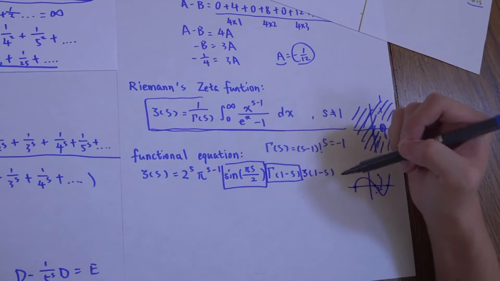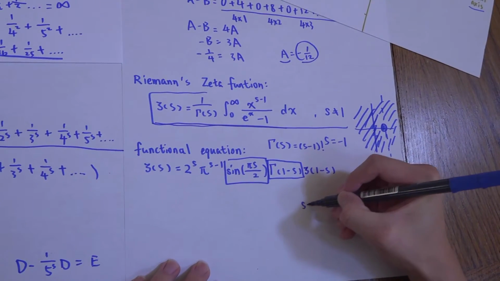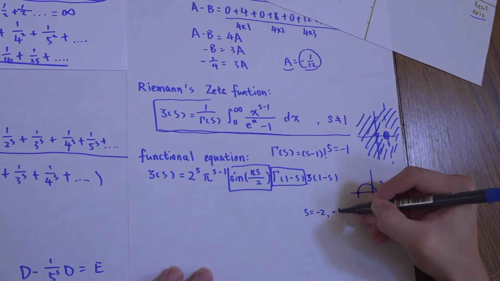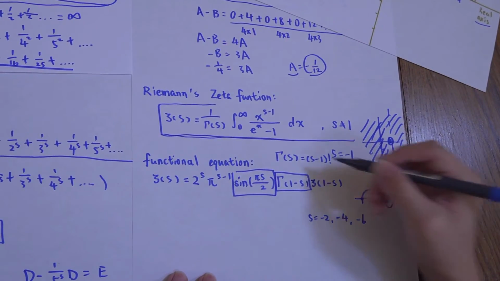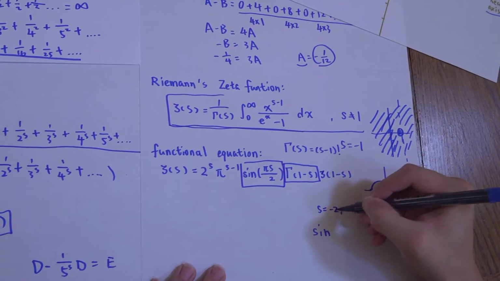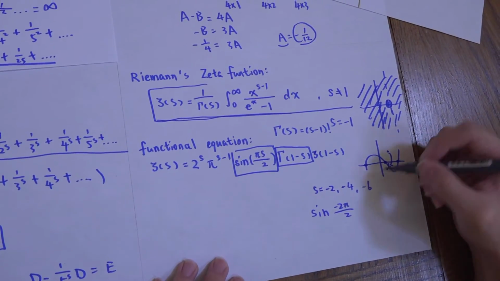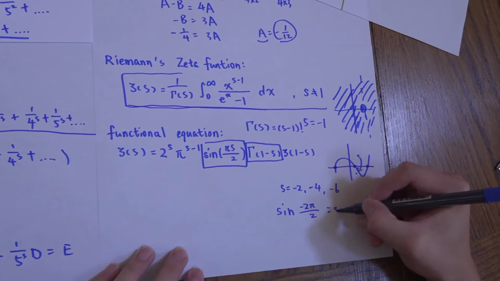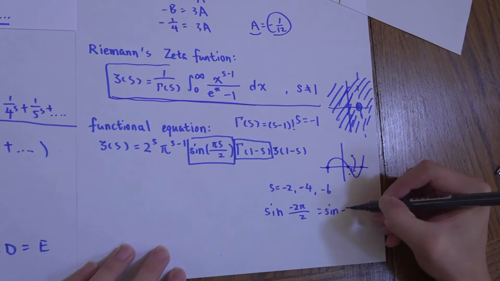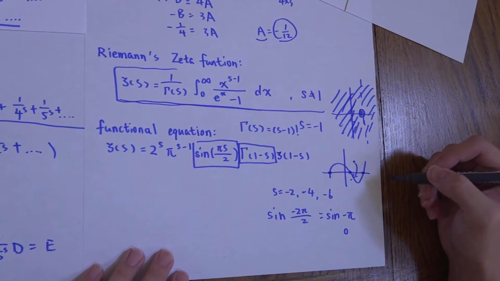And now from this part, it's easy for us to see that when s equals -2, -4, -6, the function would definitely equal 0. Why? Okay, so if we plug in -2 to it, it will be -2 pi over 2, right? And what is -2 pi over 2? Isn't it sine of negative pi? And sine of negative pi, that's basically 0, right?